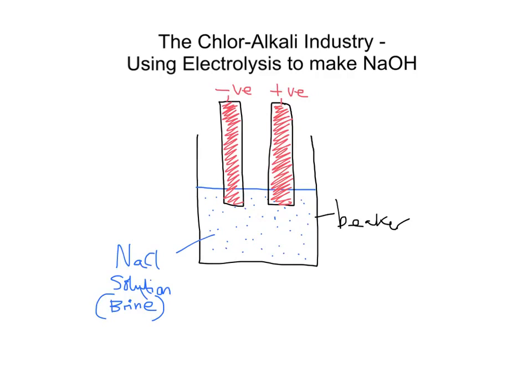Now, if an electric current is passed through concentrated sodium chloride solution or brine, then what we get is hydrogen gas forming at the negative electrode and chlorine gas forming at the positive one. And we get a solution of sodium hydroxide essentially forming at the bottom. So where I'm just drawing this shaded line here, in blue, we're going to get some sodium hydroxide forming there.